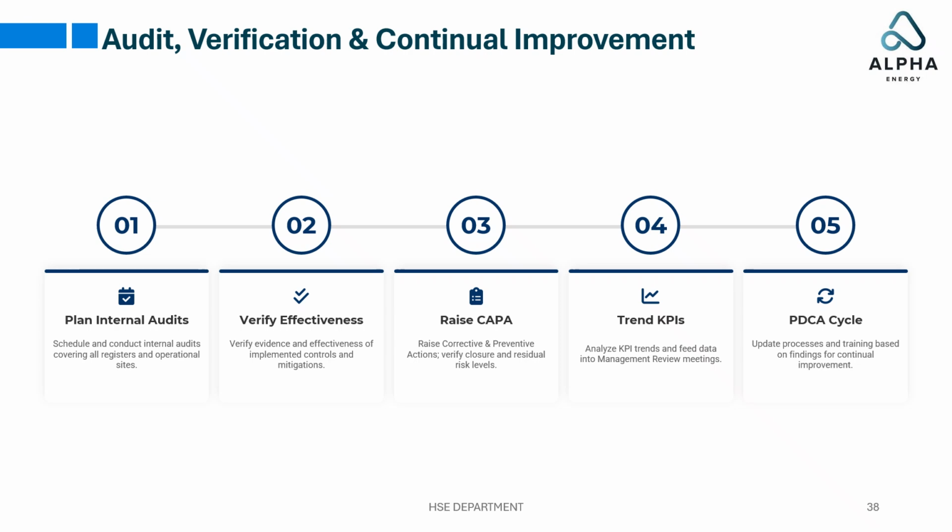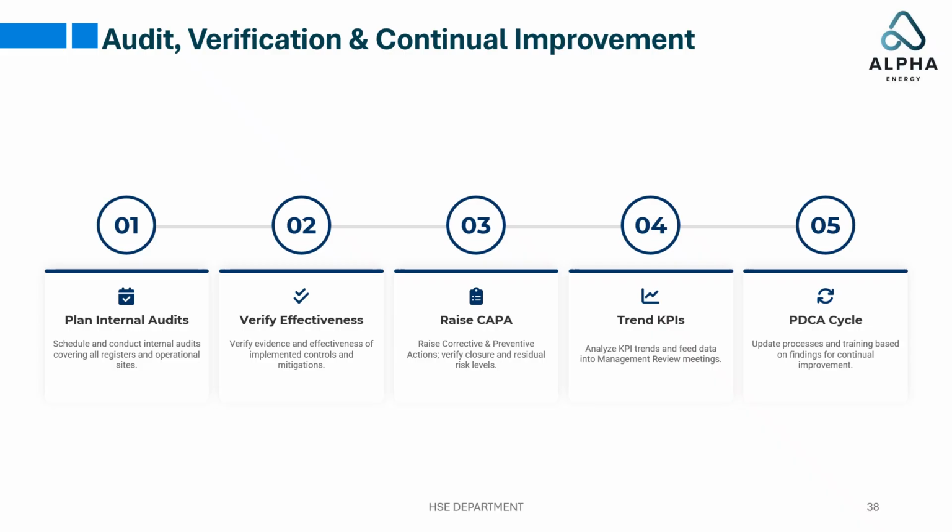If gaps or nonconformities are identified, the organization will raise corrective and preventive actions, CAPA. These actions are assigned to responsible persons, tracked until closure, and verified to ensure the issue has been resolved and that residual risk levels are acceptable.